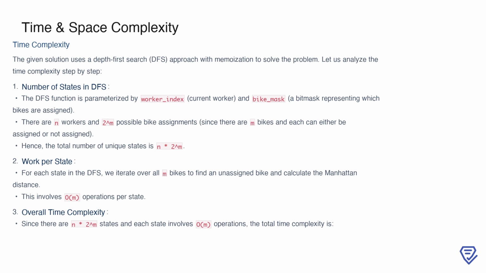For each of these states, the algorithm iterates through all m bikes to find unassigned ones and calculate their Manhattan distances, which takes m time. Therefore, the overall time complexity is determined by multiplying the number of states, n times 2 to the power of m, by the work done per state, which is m. This gives us a total time complexity of n times m times 2 to the power of m.